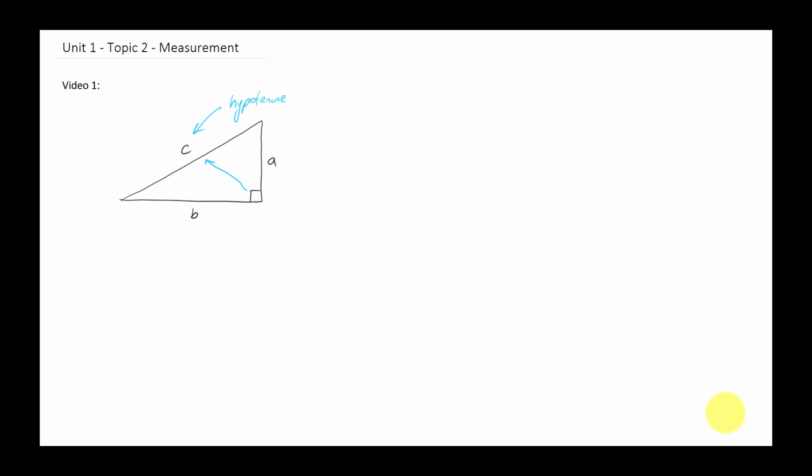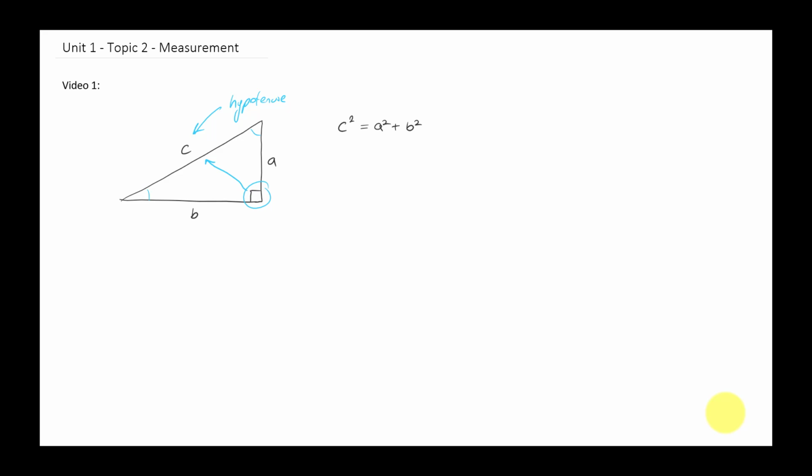And interestingly here, it's opposite the largest angle, which makes it the largest side. 90 degrees has to be the largest angle because the sum of the angles in a triangle are 180. Leaving us those two that also add to 90, so neither of them can be greater than 90. So if it's a right angled triangle, then we have this situation. And of course, the relationship is that c squared equals a squared plus b squared.